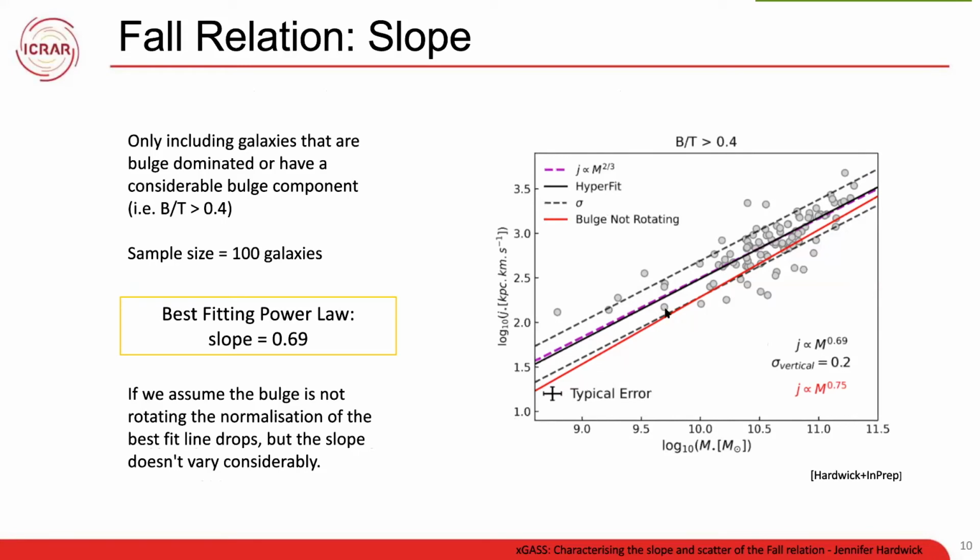And here you can see our best fitting line again, in the thin black, has a slope of 0.69, which is now very close to the slope of 2/3 that you'd expect for the galaxies following the same relation as the halos.